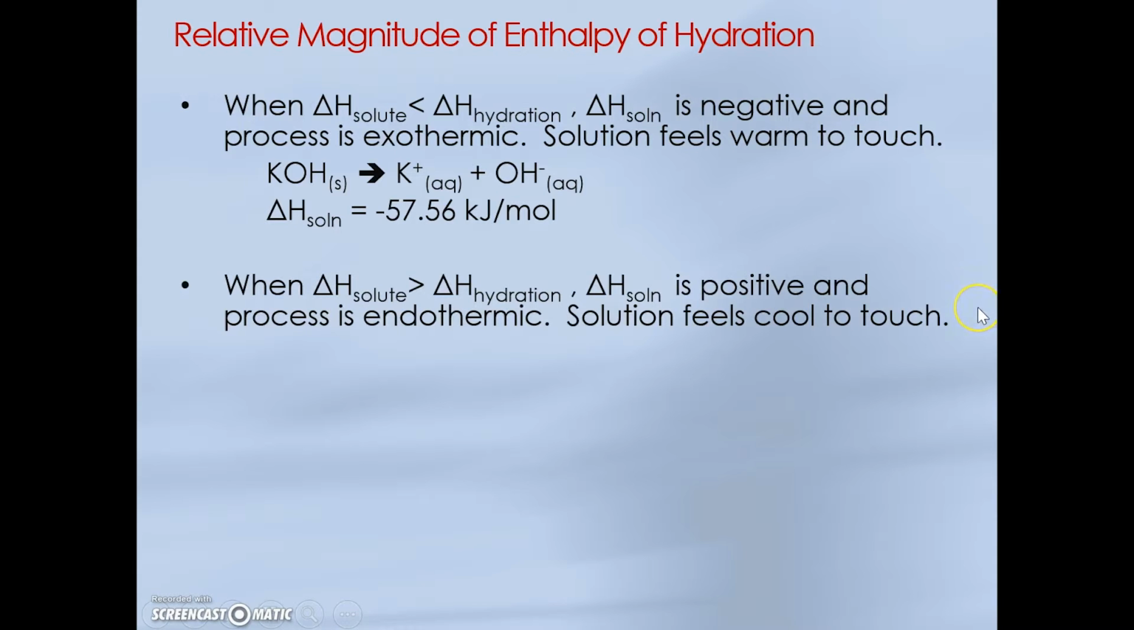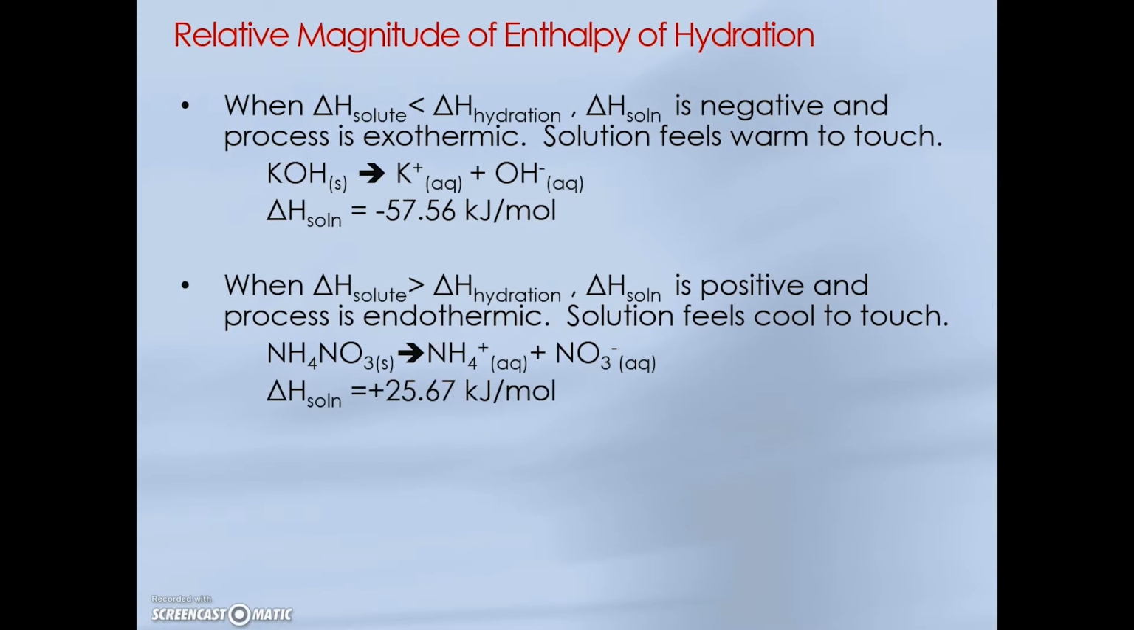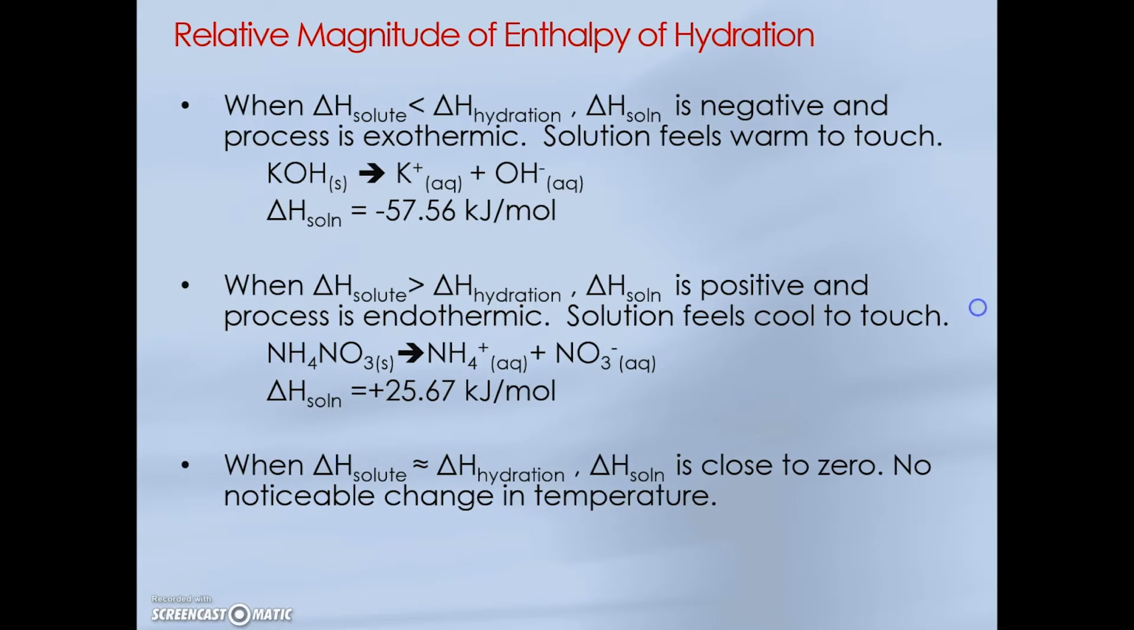When the enthalpy of solute is greater than the enthalpy of hydration, that means the enthalpy of solution is positive and the process will be endothermic. The solution will feel cool to touch because the temperature will go down, such as the dissolving of ammonium nitrate in water. Enthalpy of solution is positive 25.67 kilojoules per mole.